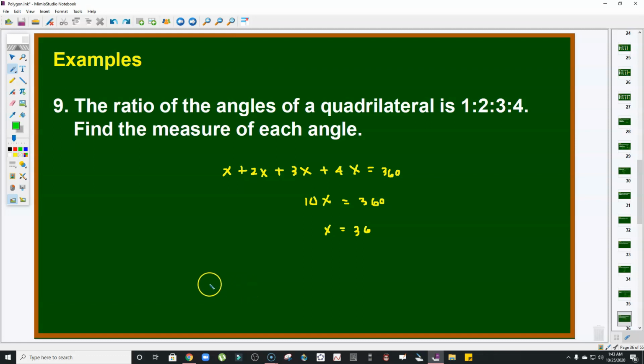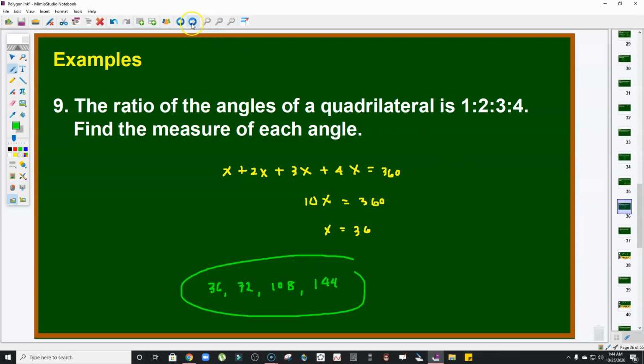So, therefore, the measures of each angle are: 36. Tapos, 36 times 2, that's 72. 36 times 3, that's 108. And lastly, 36 times 4, that is 144, right? So therefore, ito yung measure ng each angle.